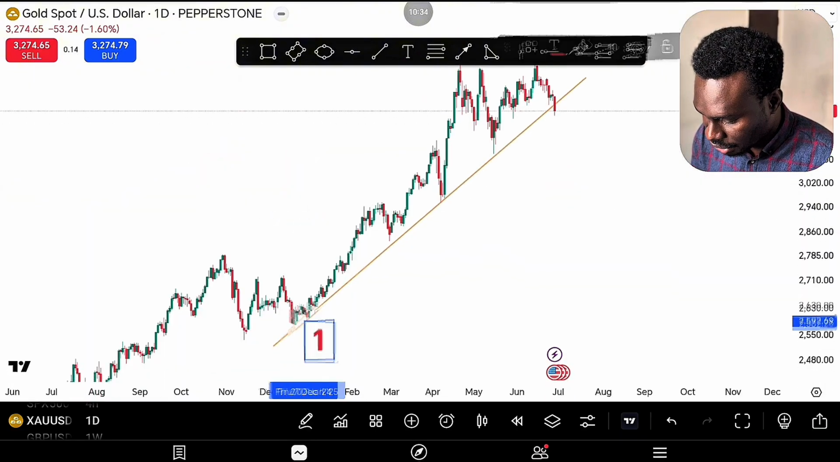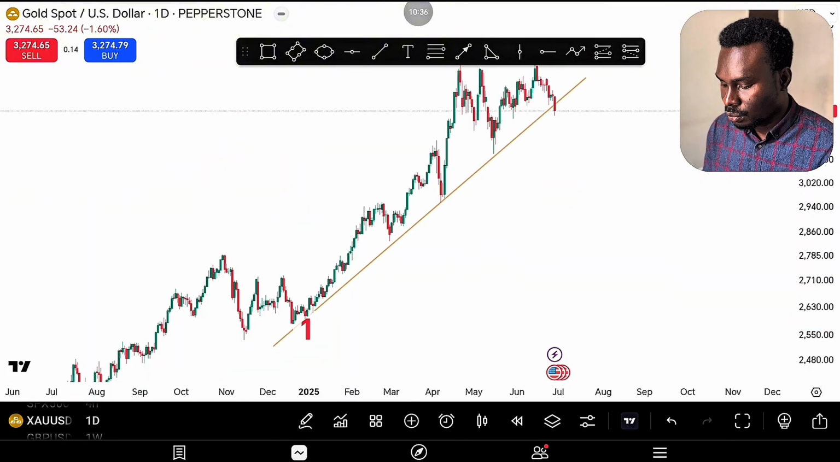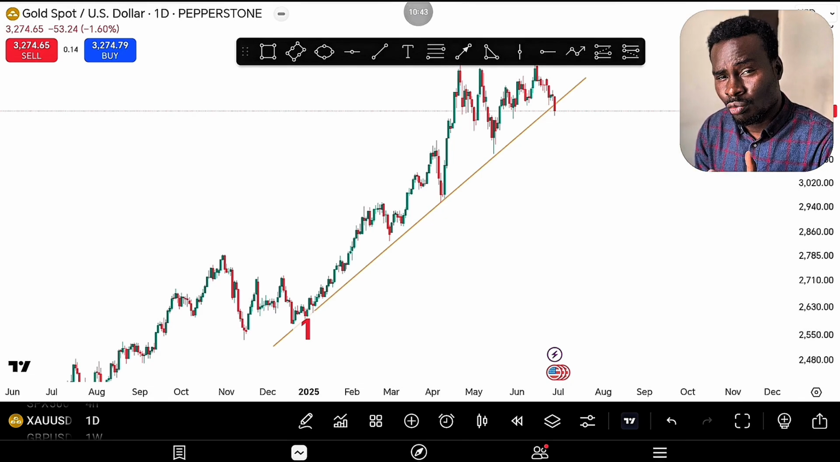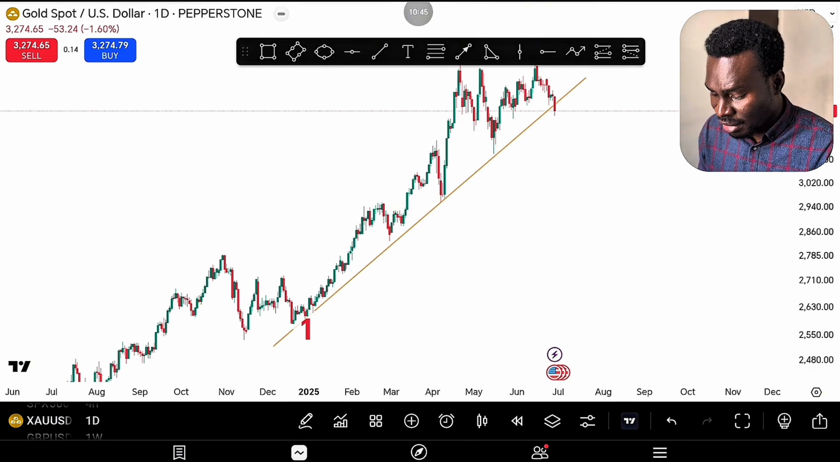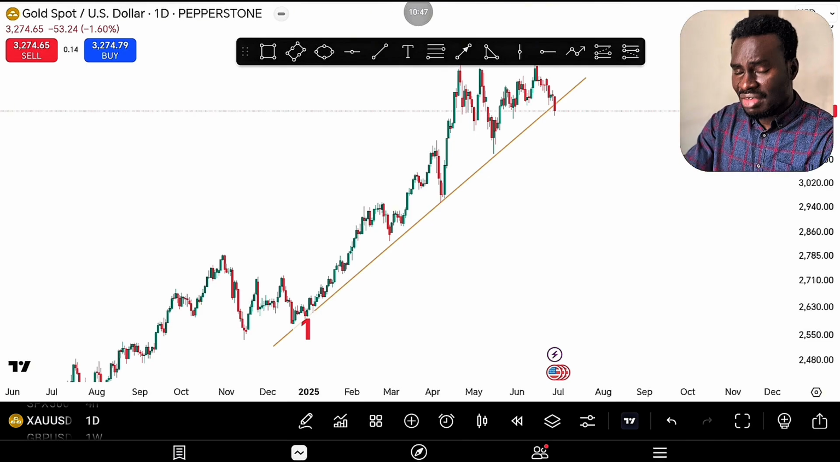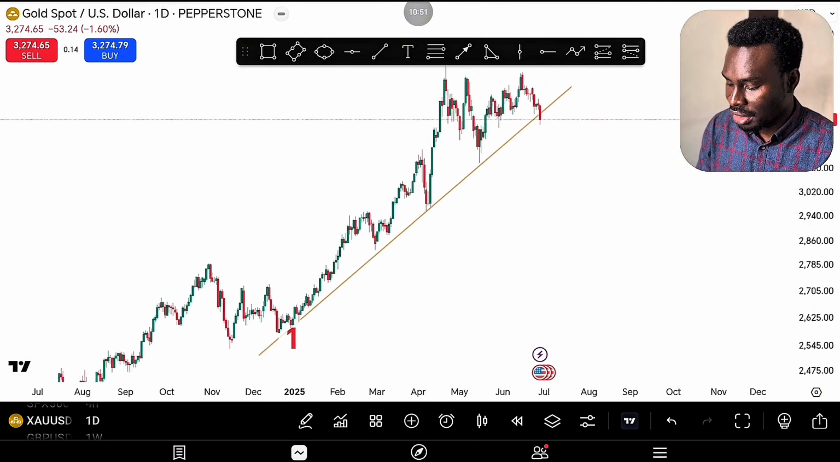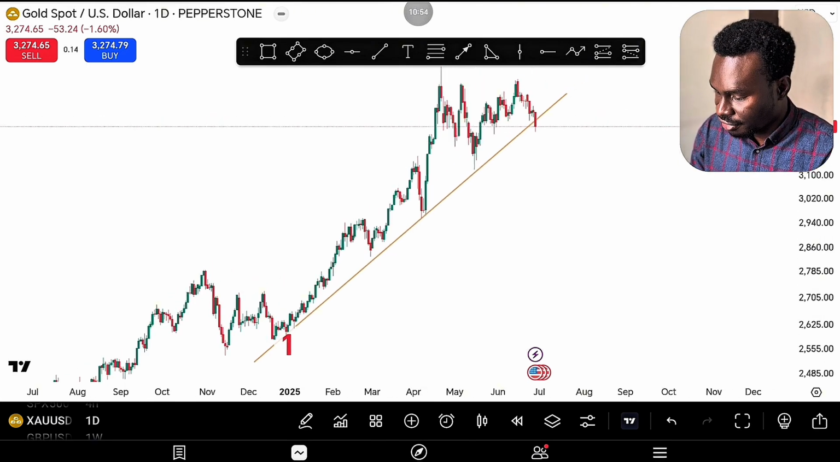I'm just going to take it closer so you can see where our reactions are, that a region of cluster can be classified as one swing. So it doesn't matter how many small wicks touch there. As far as they were within the same region, it's classified as one swing. So this is one swing. Now the next swing is this.